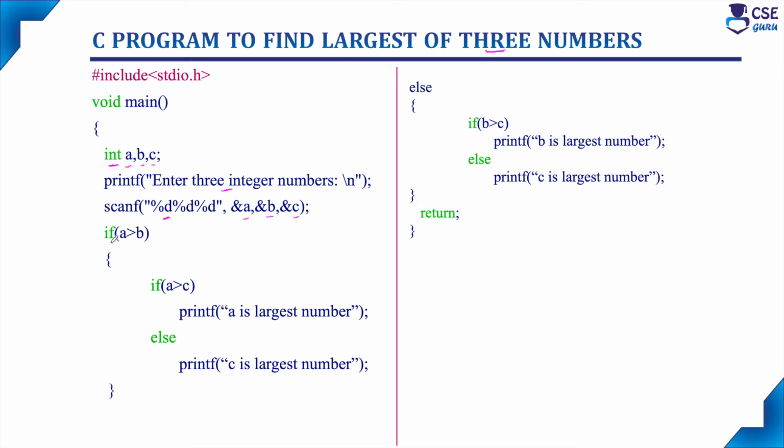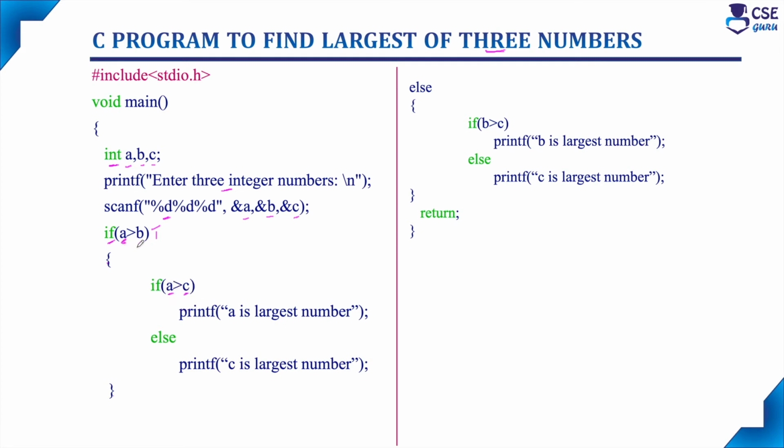Then check if A value is greater than B. So first we are comparing A value and B value. If this condition is true, A is the greatest number compared to B. So now here B is out of comparison. Then inside the if statement, check the condition if A is greater than C.